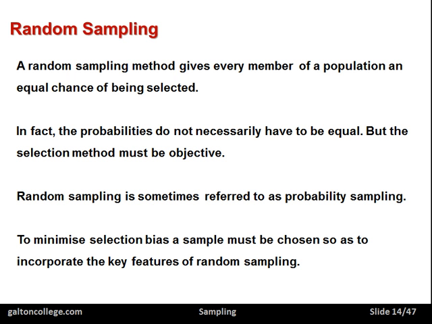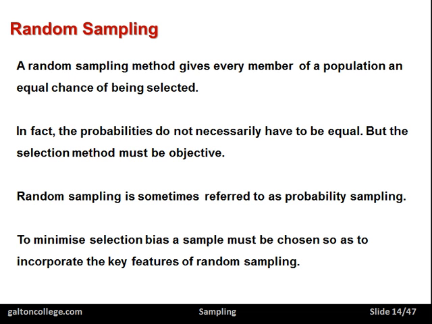To minimize selection bias, a sample must be chosen so as to incorporate the key features of the random sample. In other words, the key features of random sampling should be applied. The elements of the population should be selected objectively. They should not be selected through personal bias or personal preference. They should be selected objectively. If there are 100 elements in the population, and all of the elements are equally important, then they should have a 100th chance of being selected. Each one should have the same probability of being selected. And there are ways in which this can happen.